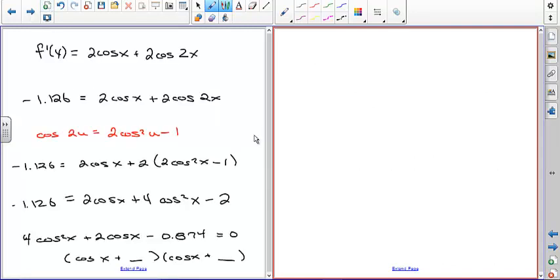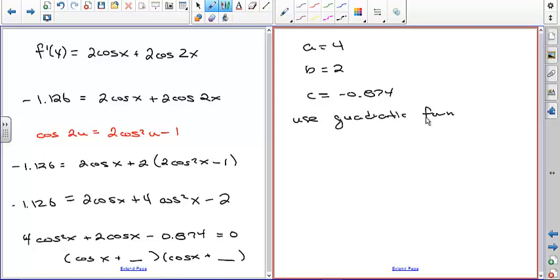So what we're going to do is, a is equal to 4, b is equal to 2, c is equal to negative 0.874. So use the quadratic formula. Really what we're solving for is these numbers. We're not solving for x, so I hesitate to use x even though that's what we would have used. Just use x, but remember that it's not really the x that we're solving for. We're just trying to find out these things.